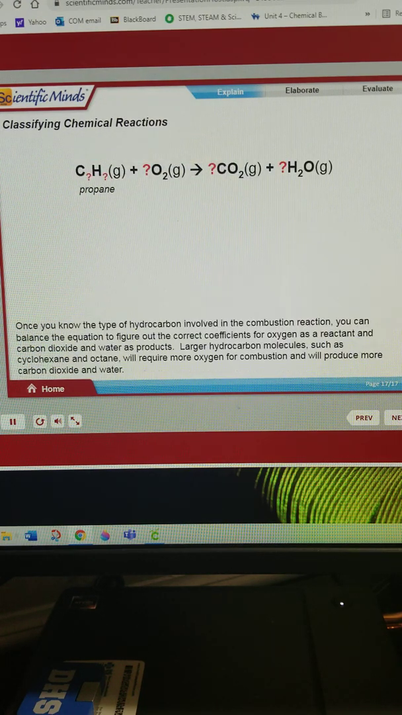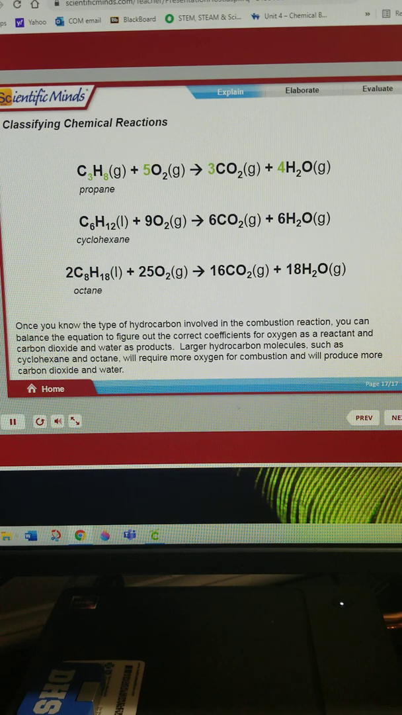Once you know the type of hydrocarbon involved in the combustion reaction, you can balance the equation to figure out the correct coefficients for oxygen as a reactant and carbon dioxide and water as products. Larger hydrocarbon molecules such as cyclohexane and octane will require more oxygen for combustion and will produce more carbon dioxide and water.